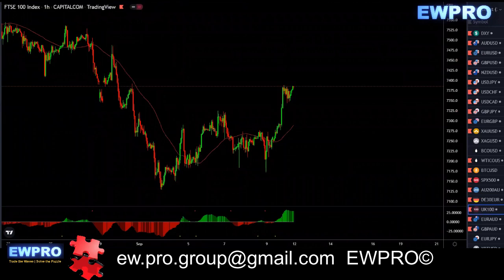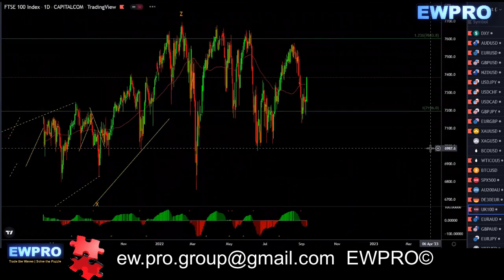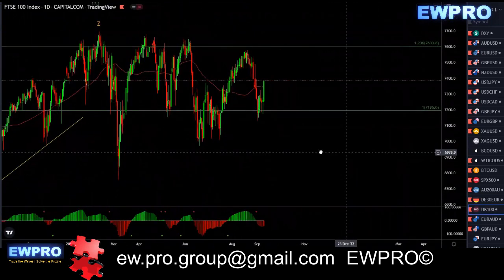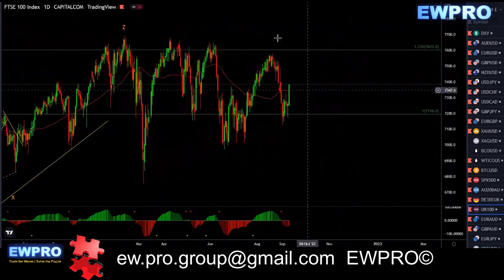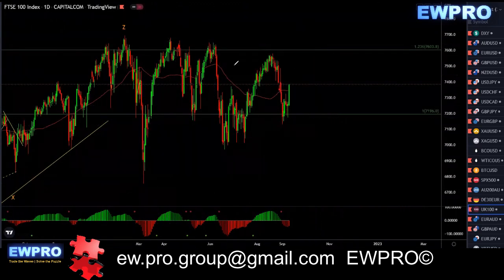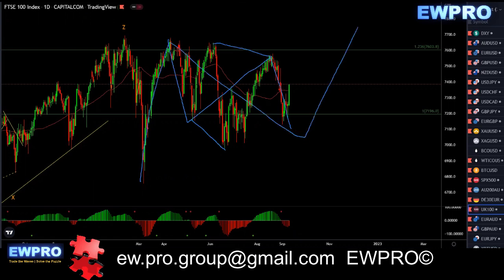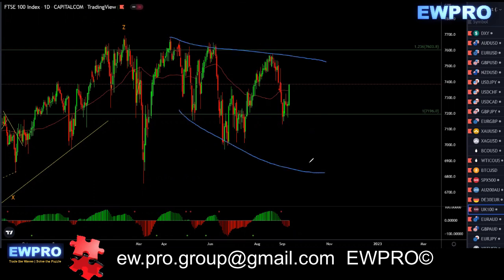Looking at the FTSE on the daily, like I've been mentioning, this is so choppy, and this can be so many different structures. It's just unbelievable. Look at it like this: A, B, C, then you get an A, B, C, or it could be, it's so choppy. Whatever's happening in here is bullish.